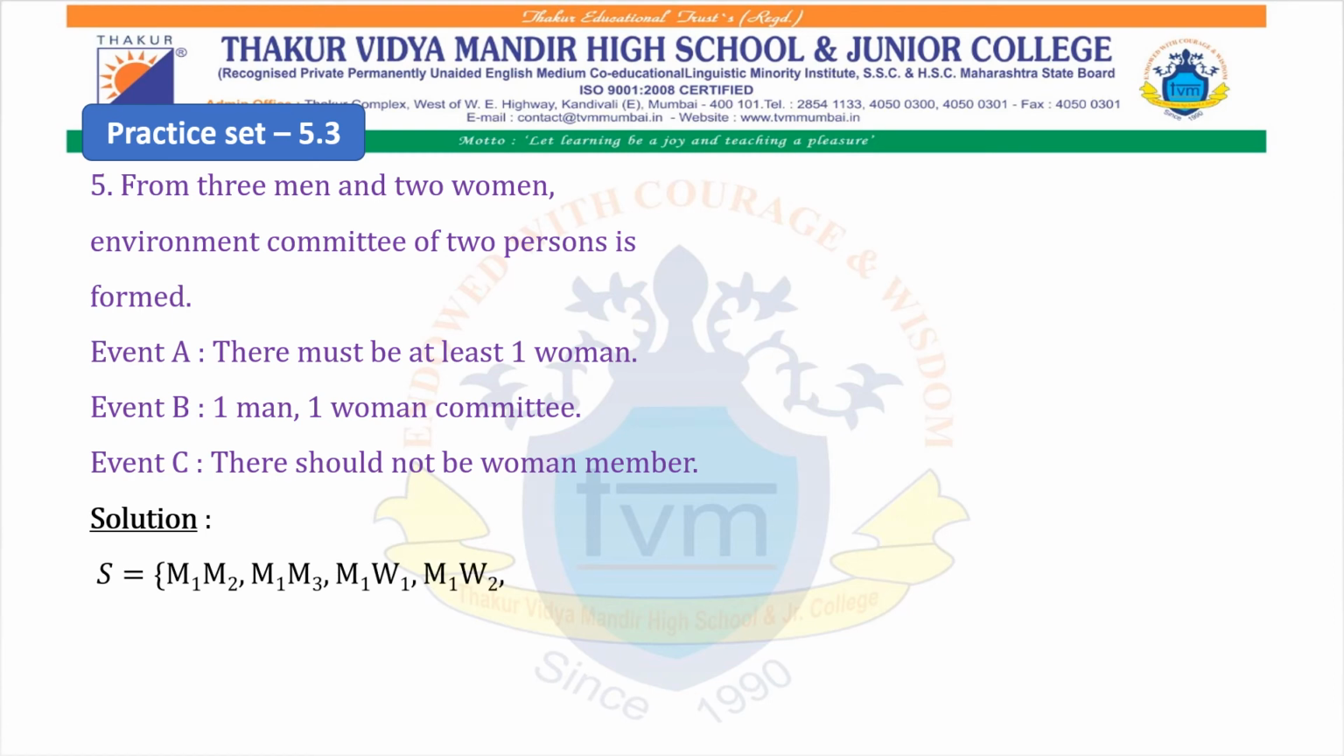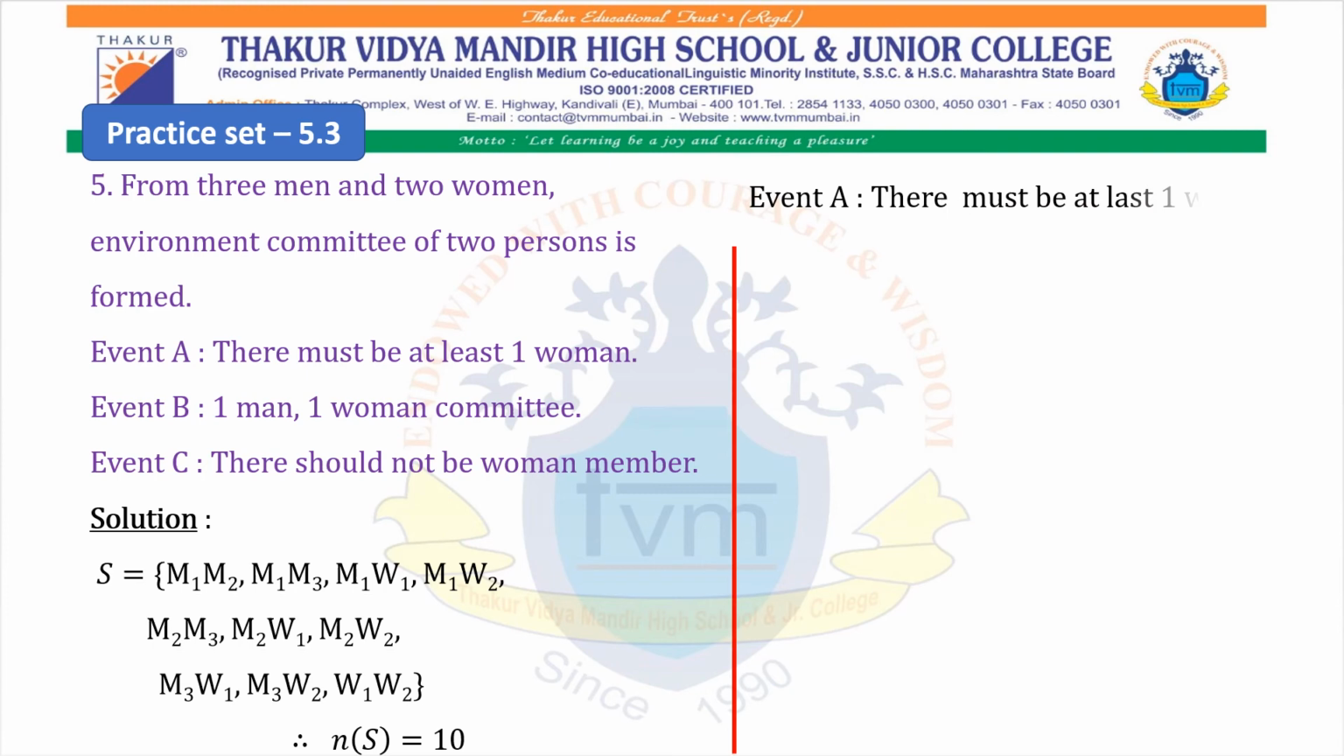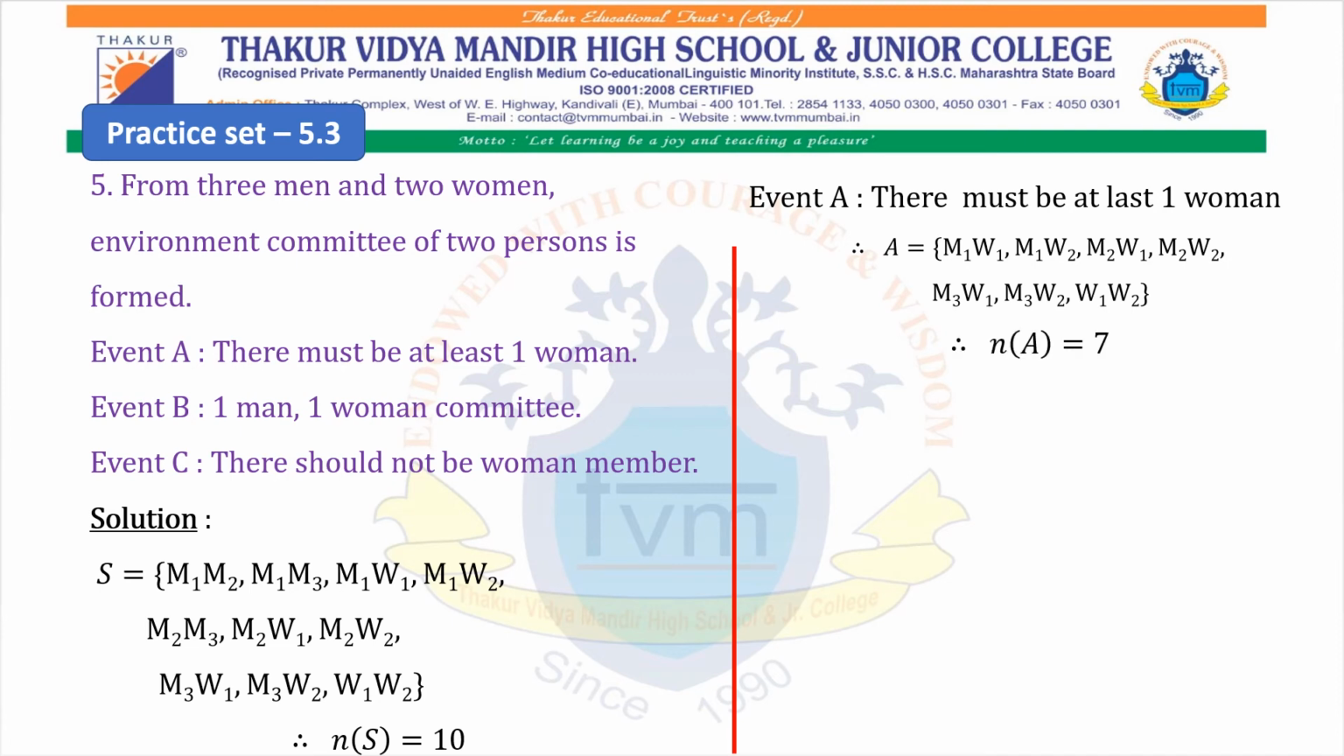Solution: S = {(M1,M2), (M1,M3), (M1,W1), (M1,W2), (M2,M3), (M2,W1), (M2,W2), (M3,W1), (M3,W2), (W1,W2)}. Therefore, n(S) = 10. Event A, there must be at least 1 woman. So, A = {(M1,W1), (M1,W2), (M2,W1), (M2,W2), (M3,W1), (M3,W2), (W1,W2)}. Therefore, n(A) = 7.